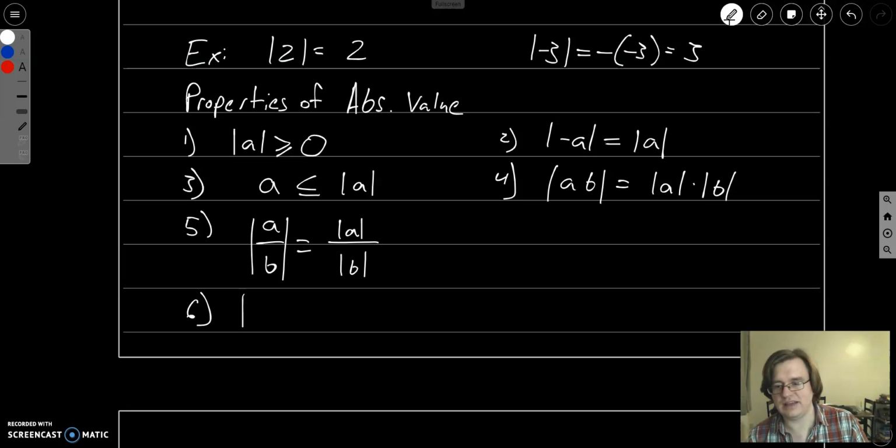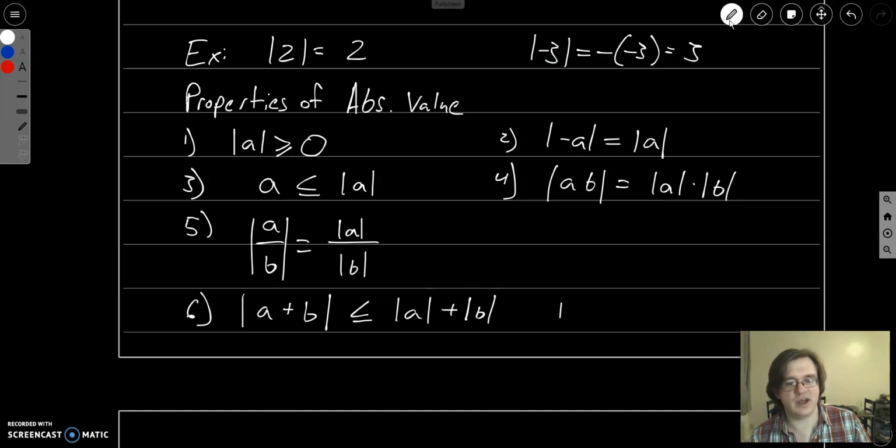However, the absolute value doesn't play quite as nicely with addition. It works very well with multiplication and division. With addition, we don't get exact equality, but we can say something. The absolute value of a plus b is less than or equal to the absolute value of a plus the absolute value of b. This is called the triangle inequality.